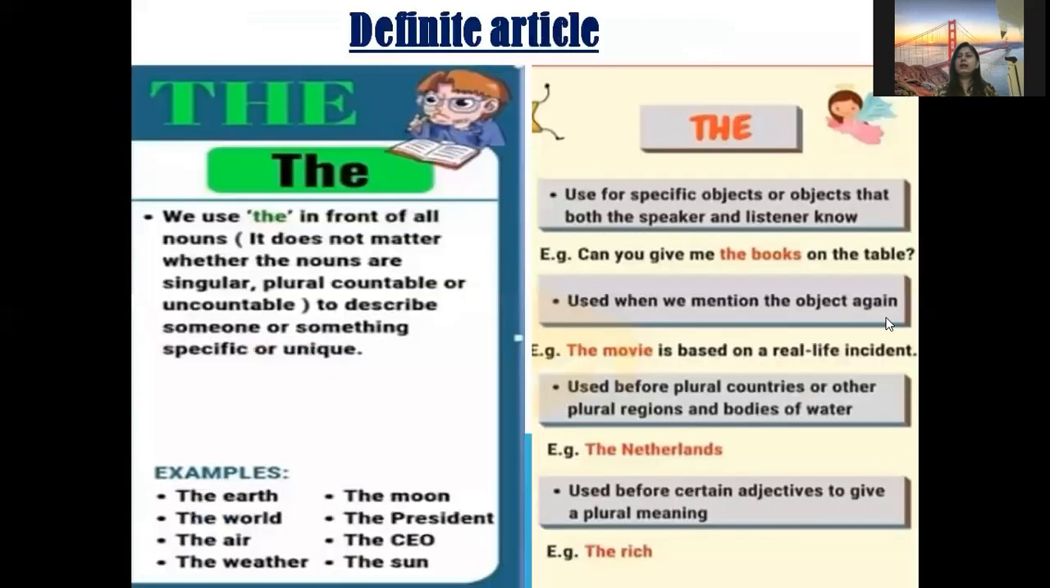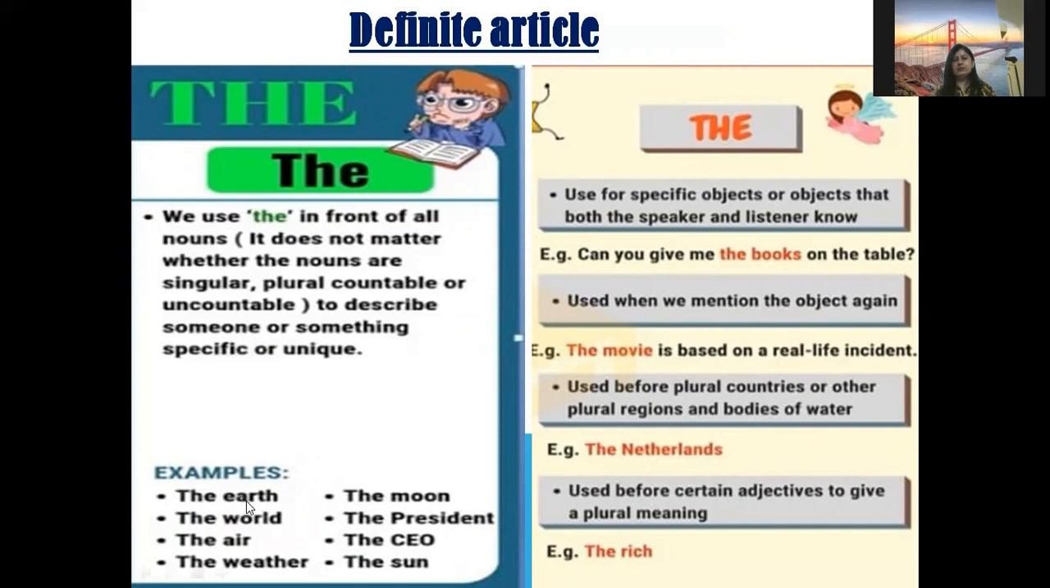Now let's move to the next article. Next article is the definite article. When we talk about the definite article, we have only one here, the. The is the definite article. Now let us understand where to use the. We use the in front of all the nouns, whether it is singular, plural, countable or uncountable, to describe someone or something specific or unique. When we talk about some specific object or particular noun or unique noun, then we use the article the. As the name says, definite. The noun should be definite, some particular noun.